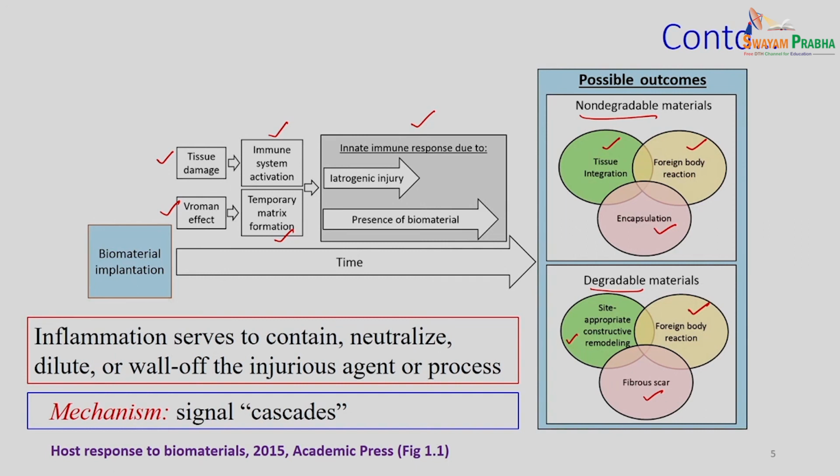Whenever a foreign body comes, it causes inflammation, and inflammation serves to contain, to neutralize, to dilute or wall off the injurious agent or that particular process which is causing the inflammation. And how does it happen? The inflammation mechanism goes through signals, or you can say it is a cascade of different steps which causes the inflammation.